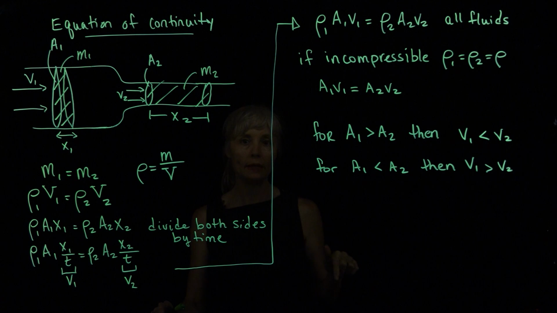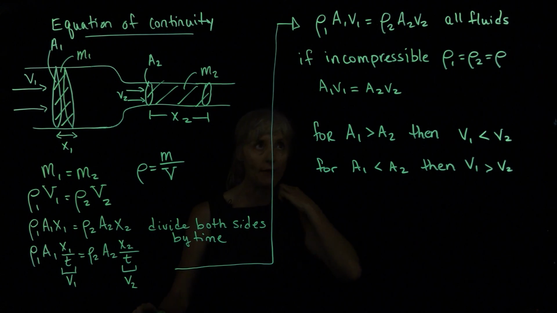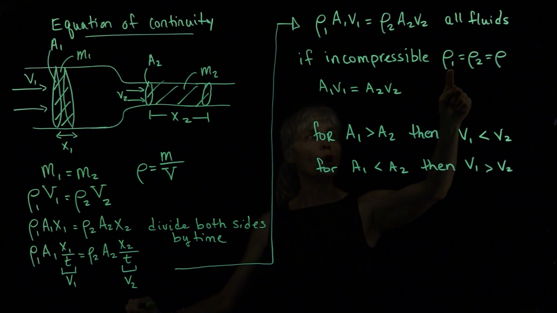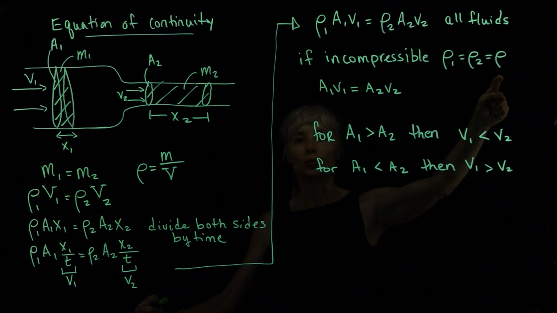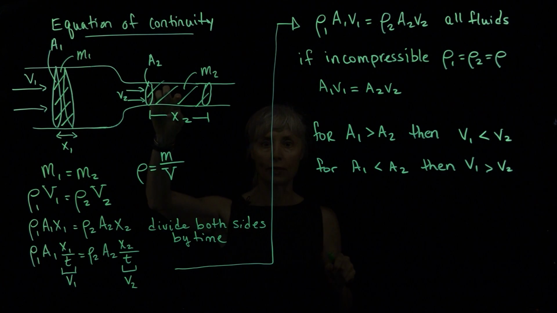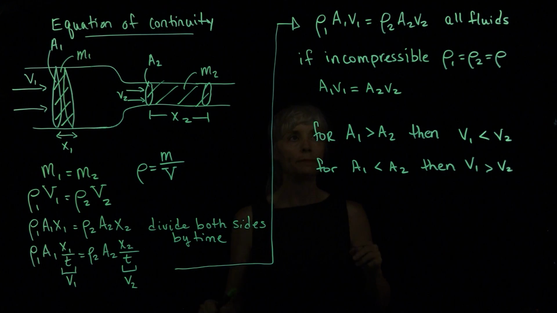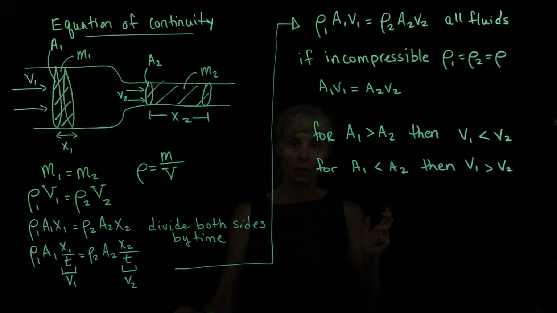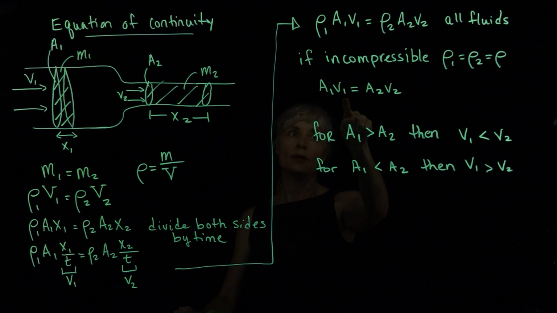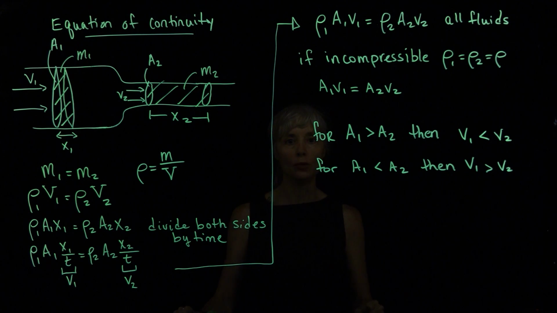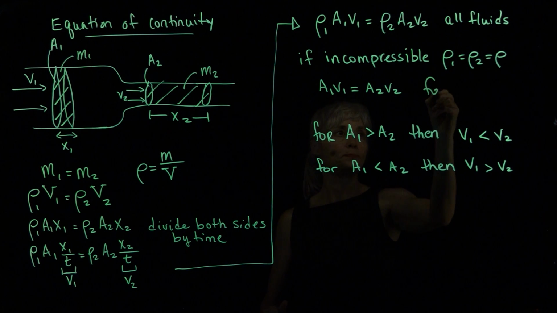But now if we tailor to incompressible fluids, as we're going to be focusing on at this level, incompressible fluids are liquids, then I can set rho1 equal to rho2 equal to rho. In other words, the density doesn't change from this location to this location. The density of the fluid remains a constant. So that rho will cancel on both sides of the equation for the incompressible fluid, and I'll just have A1 v1 equals A2 v2. So this is the equation of continuity that we're going to be using for liquids.